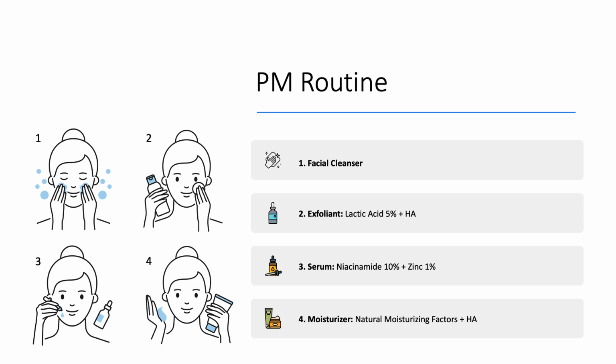For my PM routine, it also would look like this. Again, if you want to know how you can also apply those products to your face for the PM skincare routine, check out the video in the top right corner. Step number 1, the facial cleanser. Then I'm going to use the lactic acid. Then again, I'm using the niacinamide, and I'm finishing it off with the natural moisturizing factors. So this is what my AM and PM skincare routine would look like.